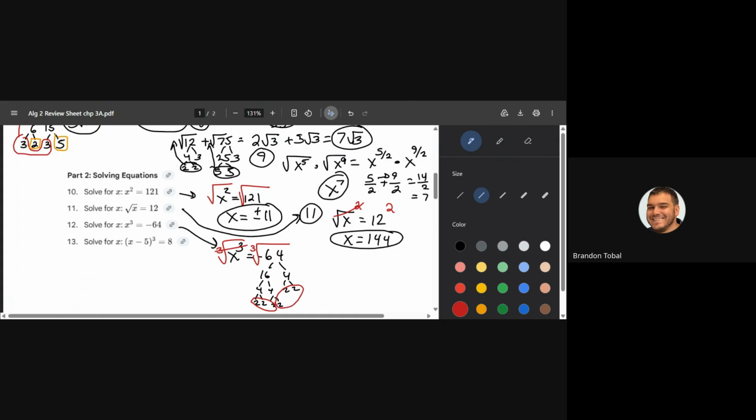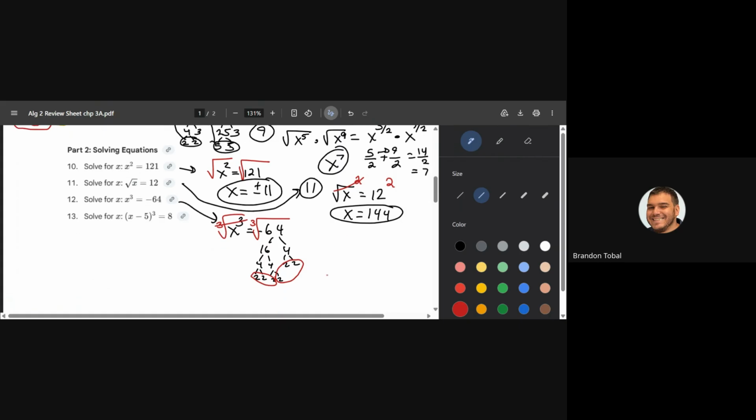Because I have a 3 of a kind 2 and a 3 of a kind 2, both of these are going to go outside. 2 times 2 is 4. Because it was negative, it would be x equals -4. Remember, I did not square root, I cubed root, so no plus or minus needed.